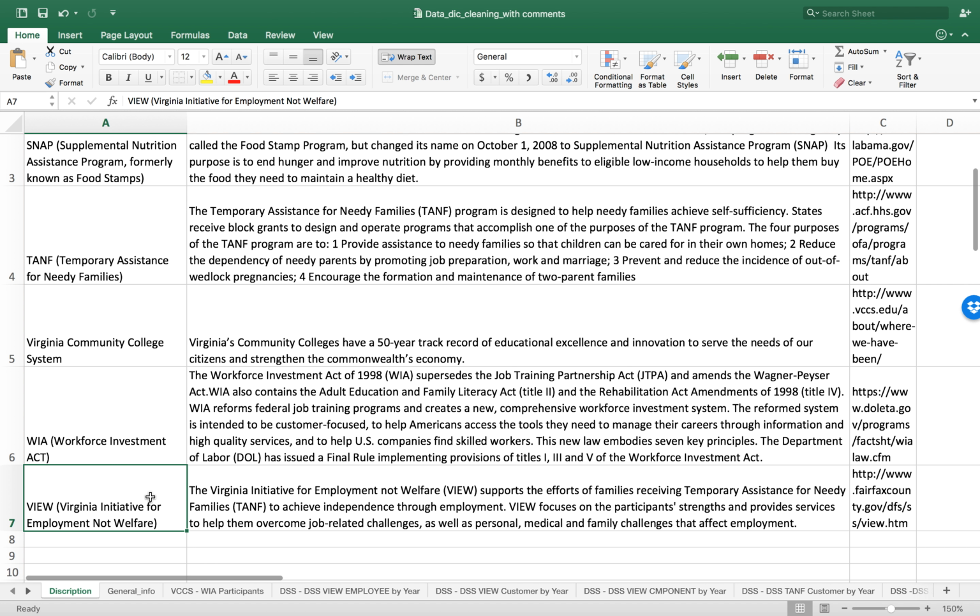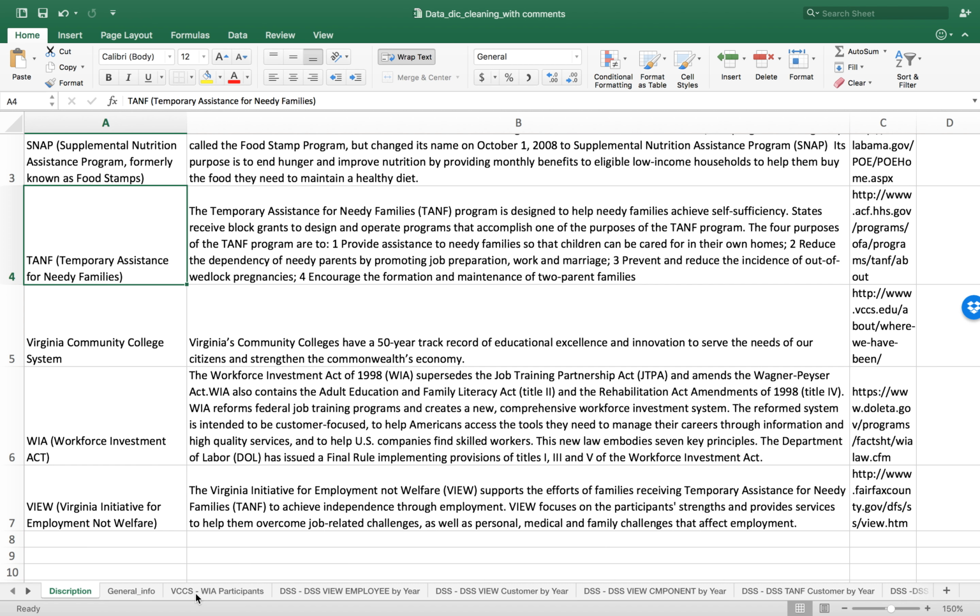And also VIEW, the Virginia Initiative for Employment, not Welfare. It's also a program that helps the families in TANF, in the Temporary Assistance for Needy Families, achieve independence through employment. So I think these two, VIEW and TANF, are almost similar, and you can think of VIEW as a subset of TANF. And there are some views that describe the people, the job, and the program itself from different angles, so that we can use these views to extract some information for our further analysis.